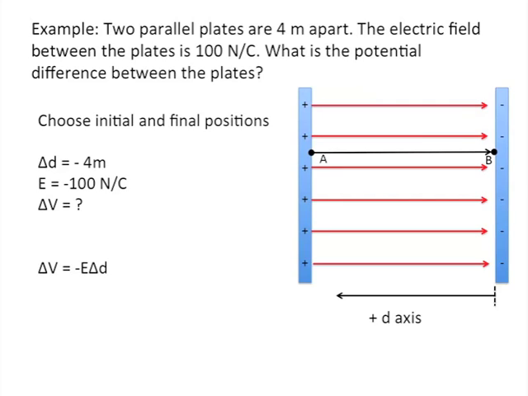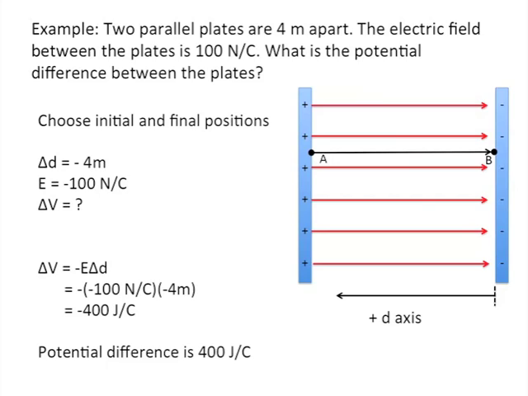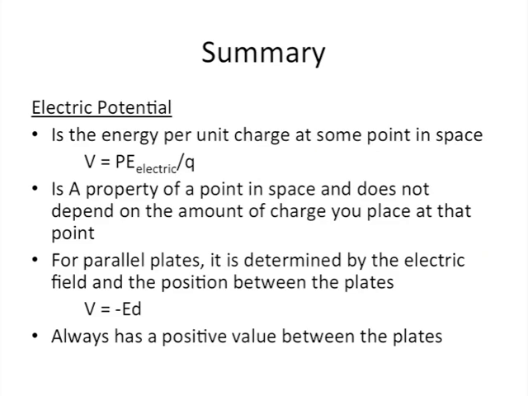So I'm going to choose the positive plate as my initial position and the negative plate as my final position. Listing my variables, my displacement will be negative because it's going to the right, which is opposite the direction of the positive d-axis. Electric field is always negative, and we're looking for change in potential. Substituting our values, we have -400 joules per coulomb, or volt. So the potential difference between the plates, the magnitude, would just be 400 volts.